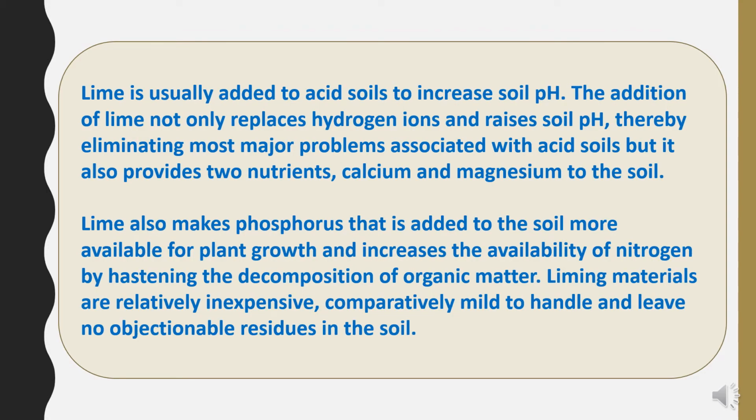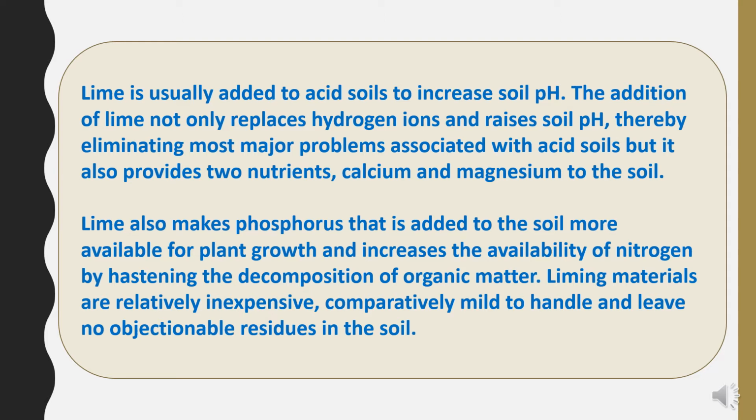For correction of acid soils, lime is usually added to acid soils to increase soil pH. The addition of lime not only replaces hydrogen ions and raises soil pH, thereby eliminating most major problems associated with acid soils, but it also provides two nutrients, calcium and magnesium, to the soil.